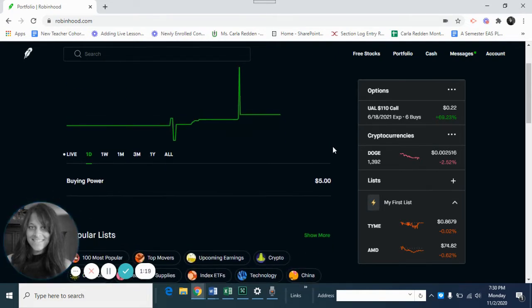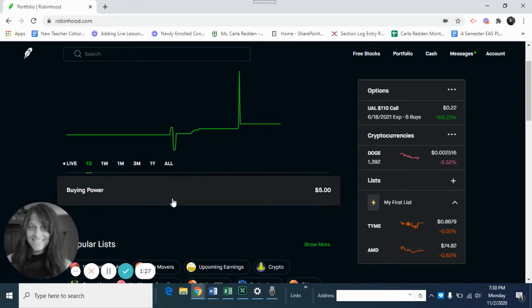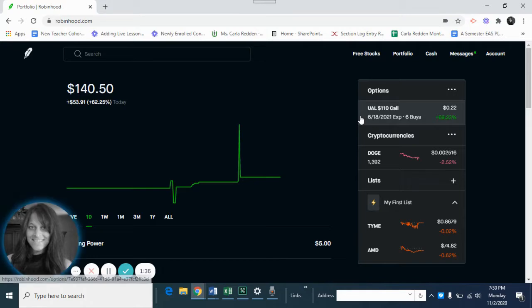All right. So you'll also notice that once you do start adding money, you'll have something called buying power. I added $5 just to show you that basically this is how much I have left to spend to buy a stock. And you'll also notice that if you have purchased the stock, over here on the right, it'll show you what you are in.